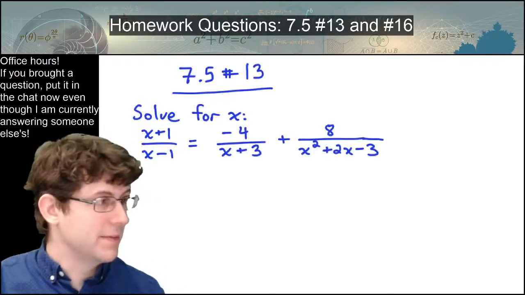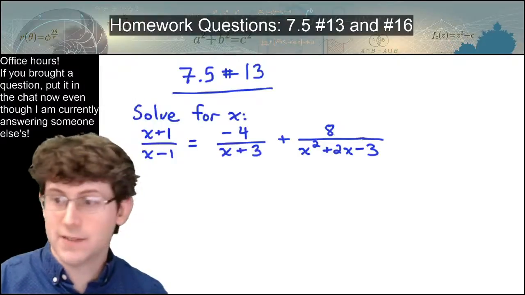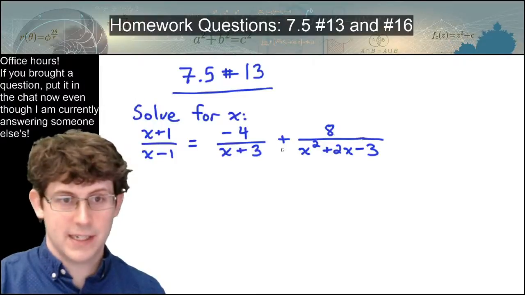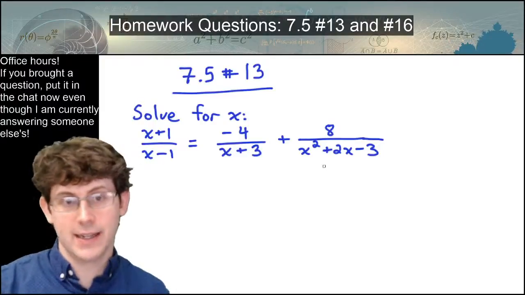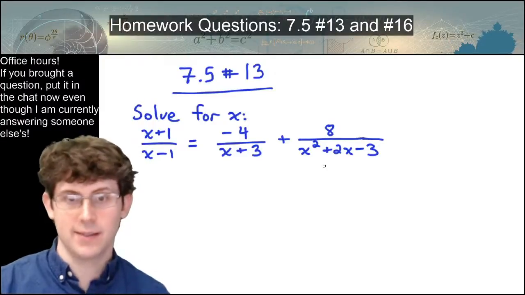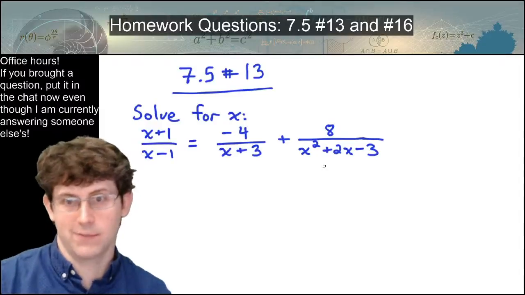Okay, so here's 7.5 number 13. It asks us to solve for x in this ridiculous equation. And I say it's ridiculous because it has a million fractions, and I don't want any fractions in my equation. I don't like them.